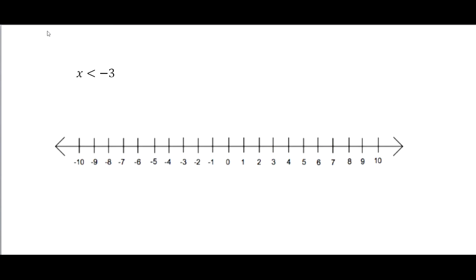If we have x is less than -3, we find -3 on the number line. So it is this point. Since we are dealing with less than, we are moving to the left. So you draw a line going in that direction, and you put the arrow facing to the left.